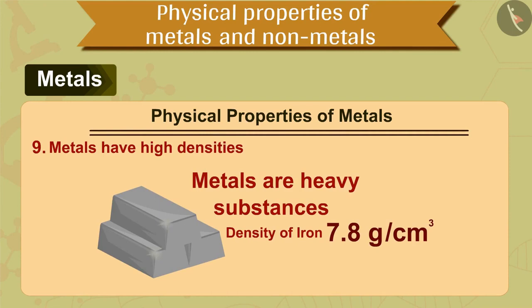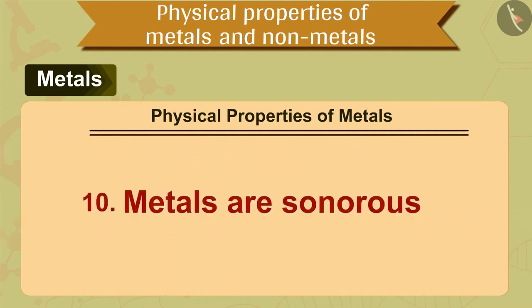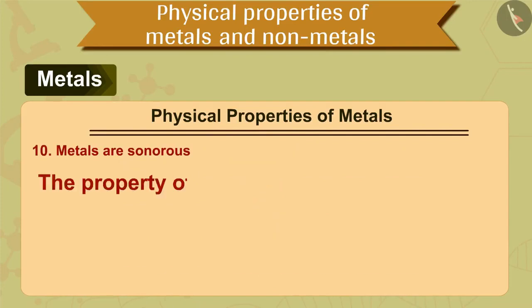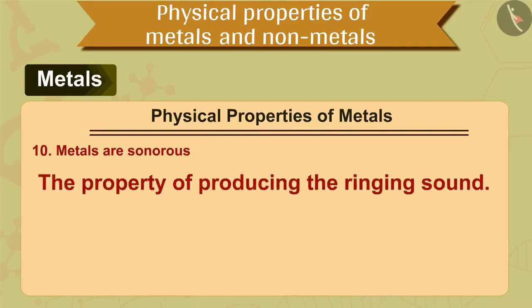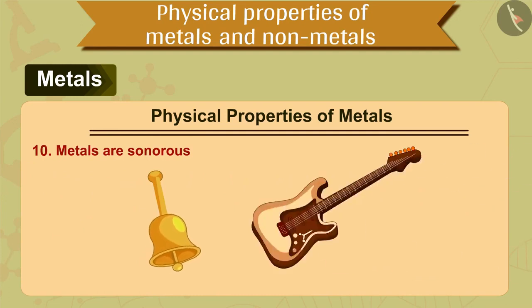The next and the 10th property of metals is metals are sonorous in nature. Children, do you know the meaning of sonorous? Sonorous means the property of producing the ringing sound. It is due to this property that metals are used for making bells and strings of musical instruments like guitar.